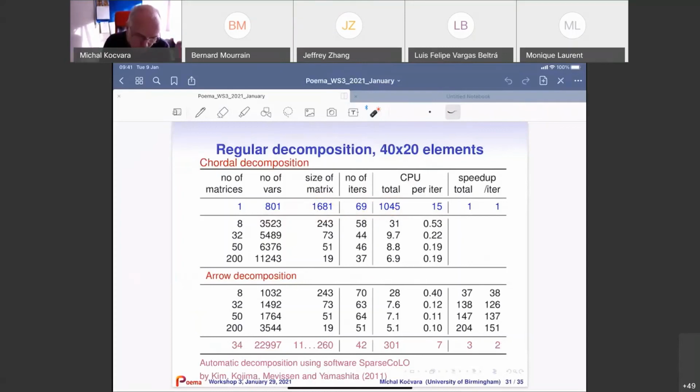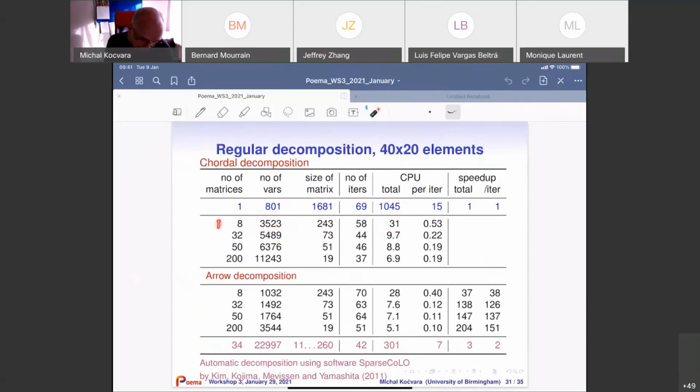Now, if we decompose using the Horler decomposition, if we decompose the graph into 8 maximal cliques or fictitious maximal cliques, so 8 subdomains, then we will get many more variables, because we have the additional variables corresponding to the dense submatrices on the intersections. But the matrix size will be much smaller, and the result is that we only need 31 seconds.